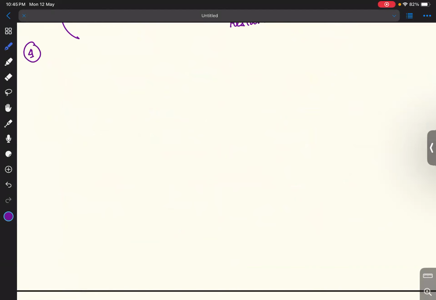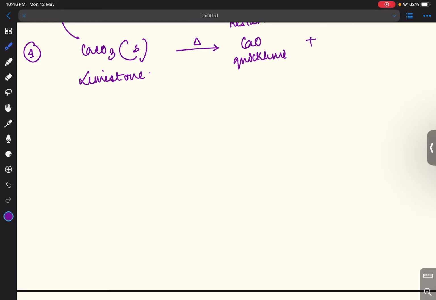So this is the fourth example that I shall be giving you. Calcium carbonate, this we have done, also known as limestone or chalk or milk of lime. On heating, it will give you calcium oxide, which is quicklime, with evolution of carbon dioxide gas. To remember, students, carbon dioxide is a non-supporter of combustion. That's how you can test carbon dioxide.